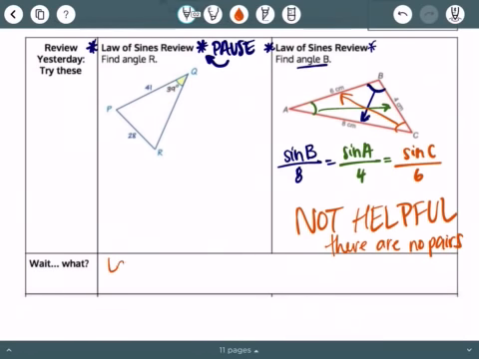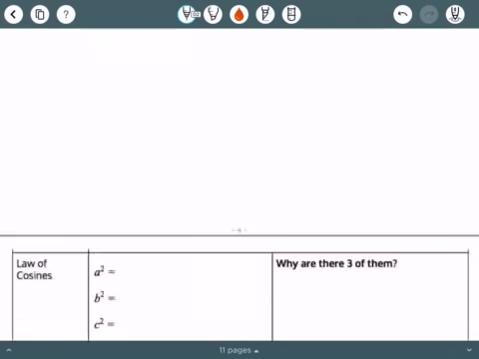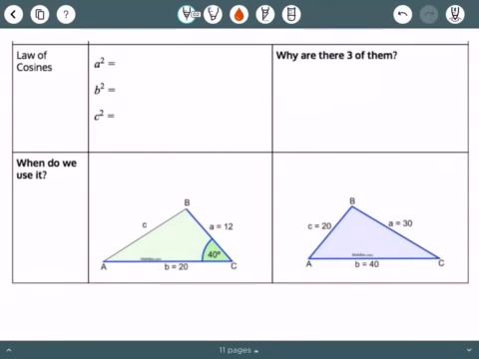So what we can say is that the law of sines sometimes doesn't work. So that can be kind of frustrating if we only have the law of sines. Luckily, there's something called the law of cosines.